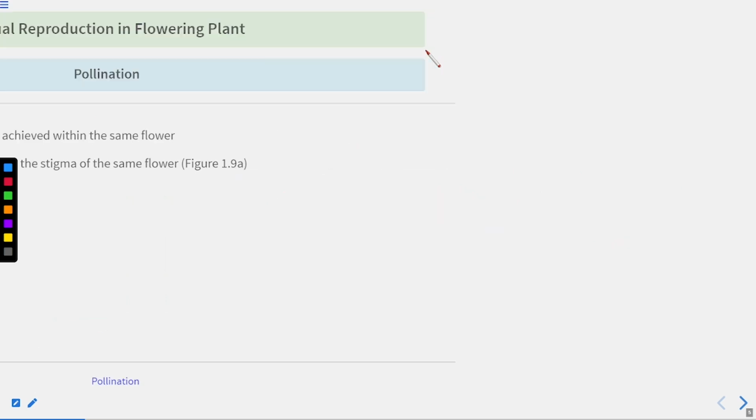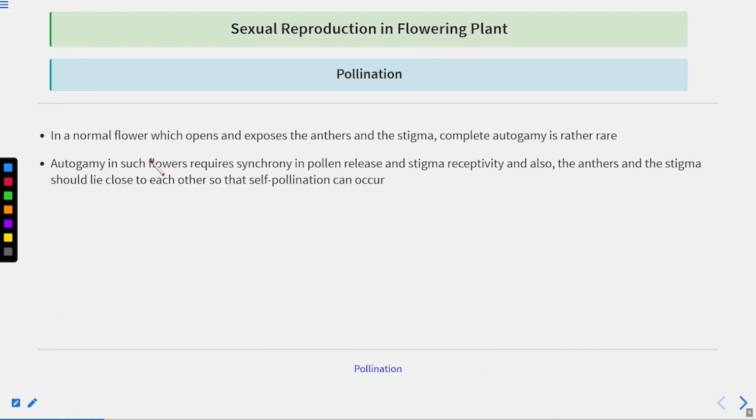Now let's move on. Now in a normal flower which opens and exposes the anthers and the stigma, complete autogamy is rather rare. So what does this mean? This means the flowers that are open. There are two kinds of flowers. Some of the flowers are always closed, and some of the flowers are open. Open flowers are known as chasmogamous flowers, and closed flowers are known as cleistogamous flowers. We'll talk about these two types also in the upcoming slides.